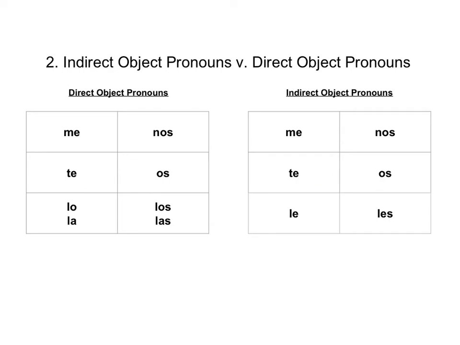So what's important to have in your notes are these two charts side by side. That way you're able to compare when you're studying both these object pronouns, which ones are used for indirect objects and which ones are used for direct objects.